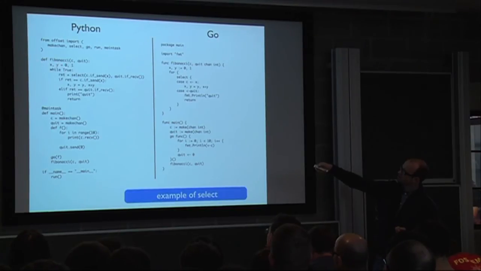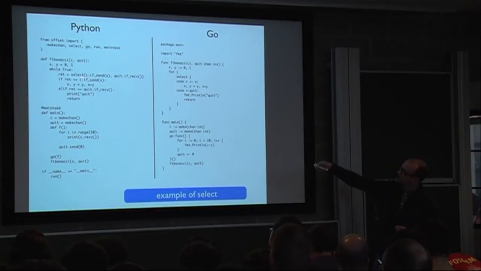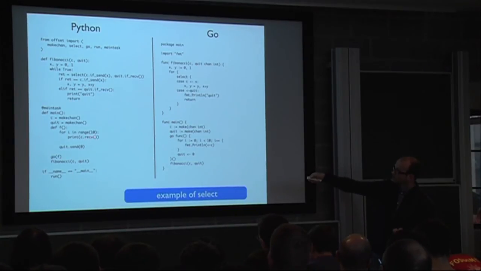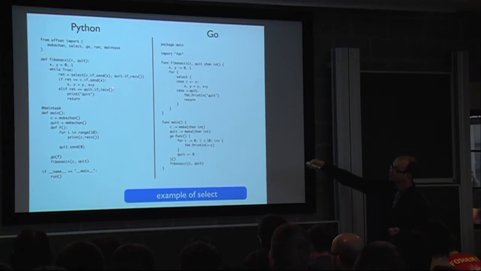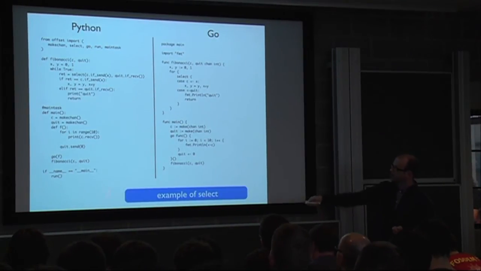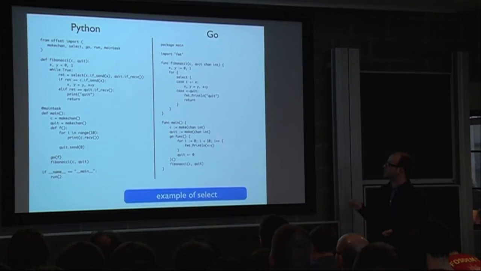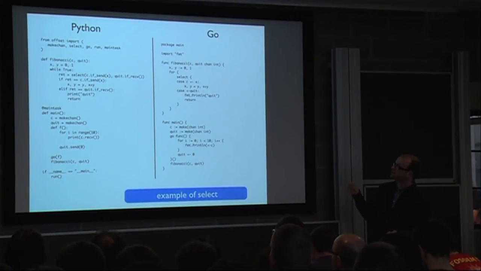What we do here is pass 0, 1 to x and y, and until we receive a quit, we are selecting whether we can send the value or whether we receive the quit. If we don't receive the quit, but we can send the value, it means someone here started to receive. We add the new value and send it back to the channel, etc. And when we receive quit, we print the first 10 values of the Fibonacci function. And this is exactly the same code. The syntax is a little different in Go, but it is exactly the same code.